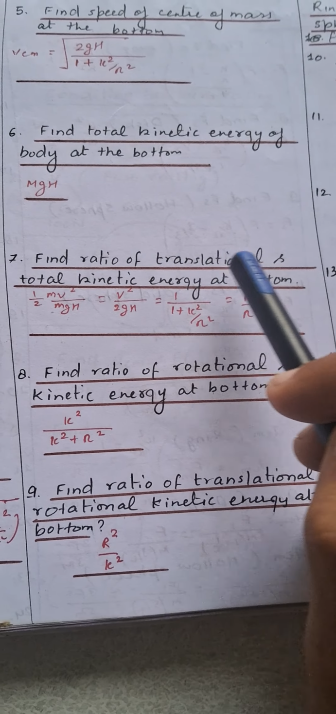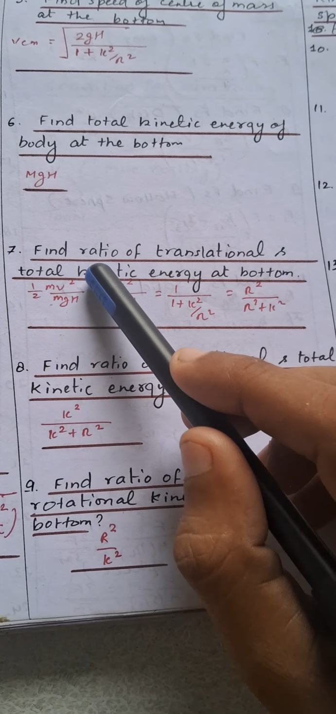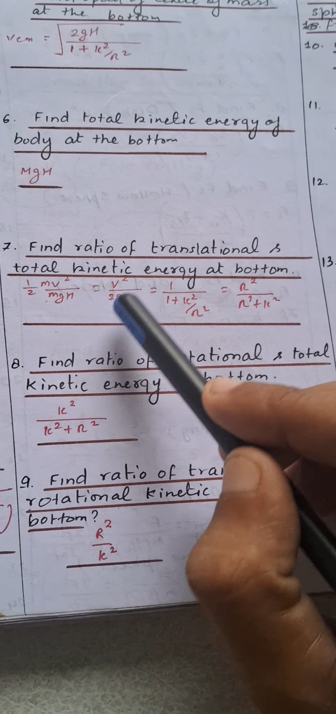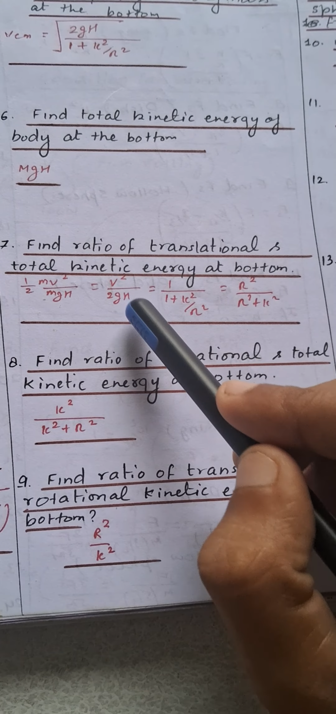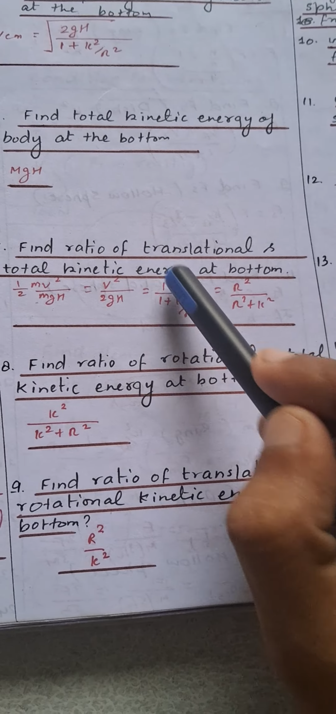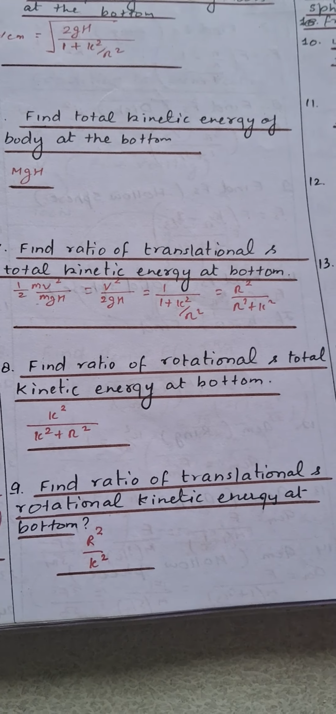Next is find ratio of translational and total kinetic energy at the bottom. So translational kinetic energy will be half mv square. Total kinetic energy is mgh. So that will be v square by 2gh. Using expression of v square, we can say that it will be equal to 1 upon 1 plus k square by r square, or r square upon r square plus k square.